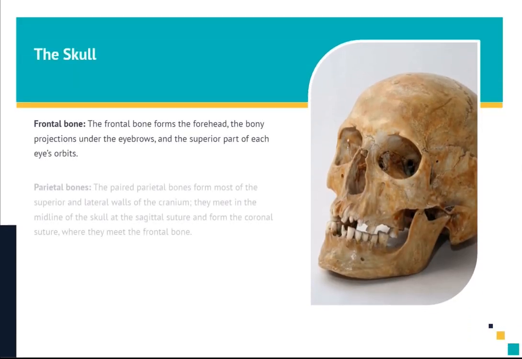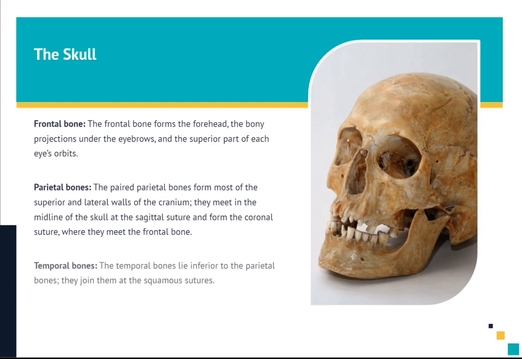Frontal bone. The frontal bone forms the forehead, the bony projections under the eyebrows, and the superior part of each eye's orbits. Parietal bones. The paired parietal bones form most of the superior and lateral walls of the cranium. They meet in the midline of the skull at the sagittal suture and form the coronal suture, where they meet the frontal bone.